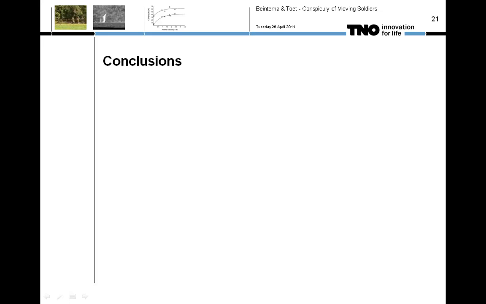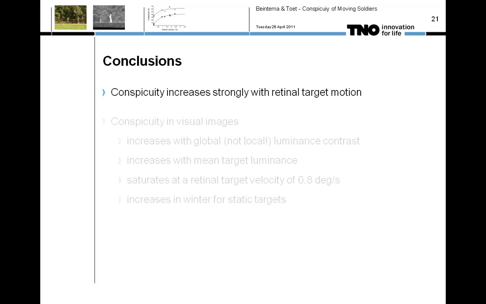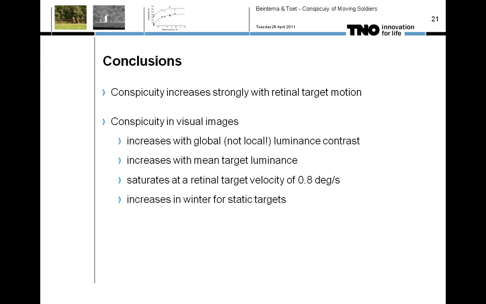The result of the measurements of the thermal and visual conspicuity of moving camouflage soldiers in the field leads to the following conclusions. Target motion significantly increases target conspicuity independent of the target contrast. For visual images we find that shading has a significant effect on conspicuity that can be captured by taking both local luminance contrast and global scene luminance into account. Target conspicuity increases with global but not with local luminance contrast.